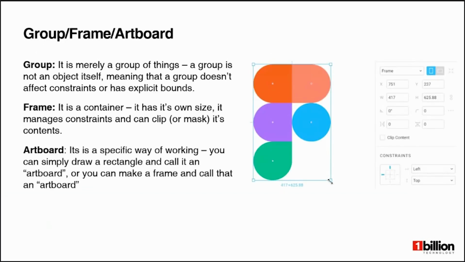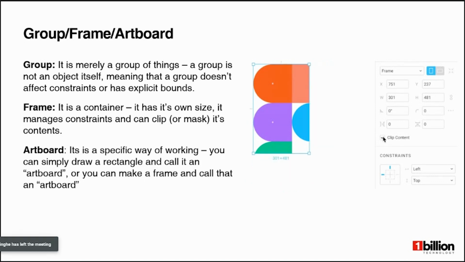Then another key feature is group, frame, and artboard. I hope you can see the animation of what I'm doing. When you group objects, it's basically a group and not an object itself. But when it comes to framing, it acts as a container. It has its own size. You can minimize or reduce it, and whatever the object, it will fit. The artboard is a specific way of working.